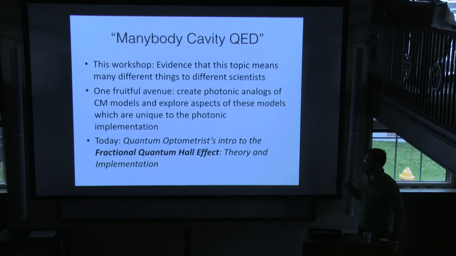I think one neat avenue, and one that I'm pushing on, is making photonic analogs of condensed matter models. I don't think this is the only paradigm where one can explore interesting physics in a many body strongly correlated context, but that's the one we're focused on in my group. To some extent one can just ask questions about these condensed matter models in general, but I think there's also a lot to learn from the implementation process with light as opposed to implementing with cold atoms or in the solid state.